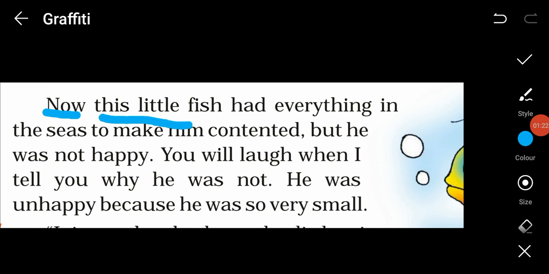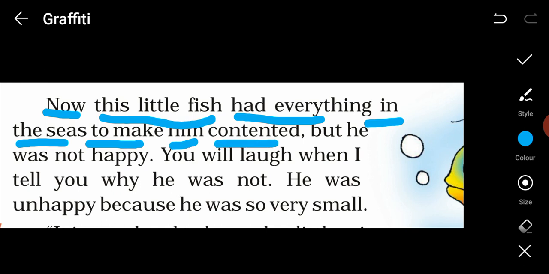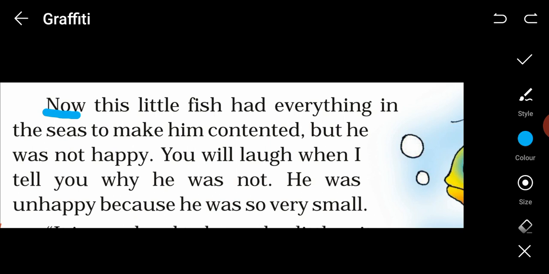Now, this little fish had everything in the seas to make him contented. Contented means happy. Okay, remember this word contented. So, this fish had everything that could make him contented, that could make him happy. But he was not happy. Why was that now? Just now you said it had everything to make it happy. Then why wasn't it happy?